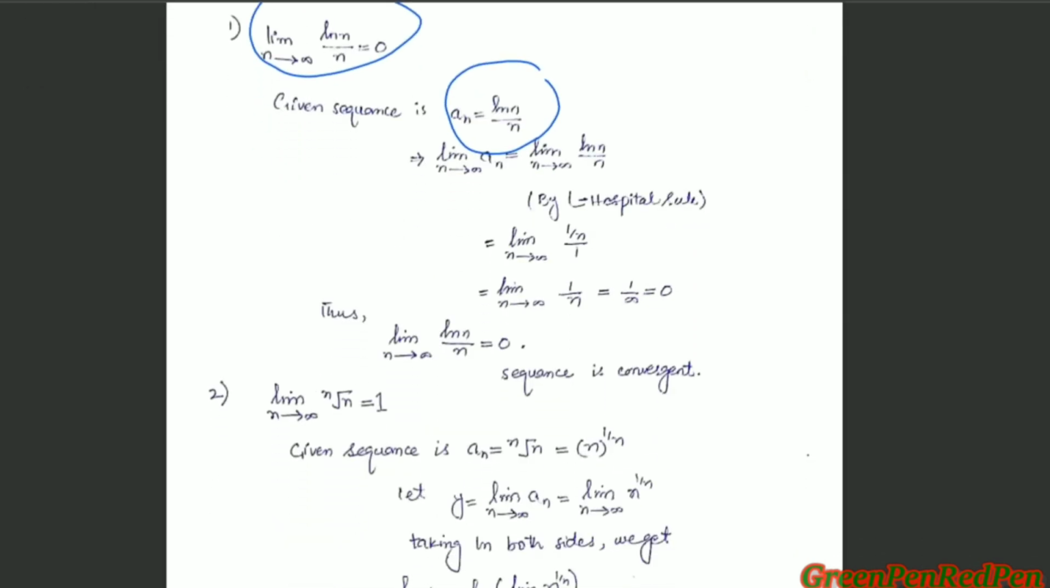This is our sequence, log of n over n, and we take the limit as n goes to infinity. Applying the limit on both sides, we get this. By L'Hospital's rule, take the derivative of numerator and denominator separately, and we get 1 over n. When n approaches infinity, 1 over infinity is 0, so the sequence tends to 0 as n approaches infinity, and the sequence is convergent.